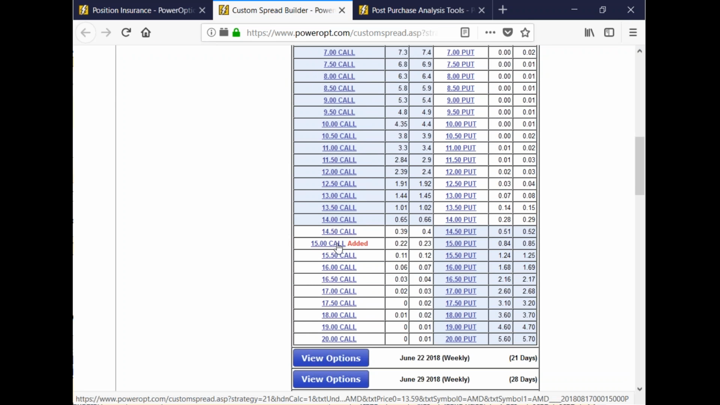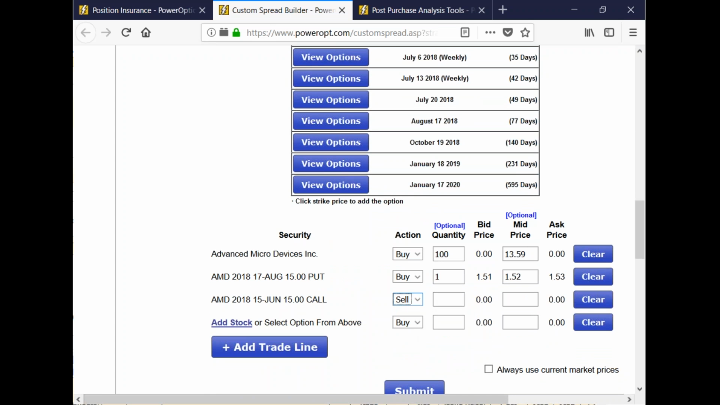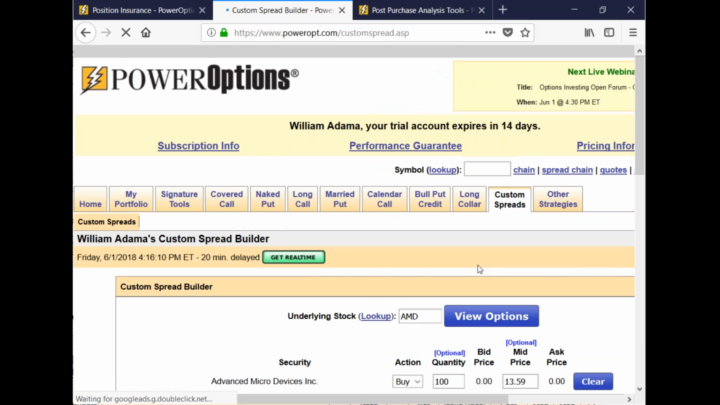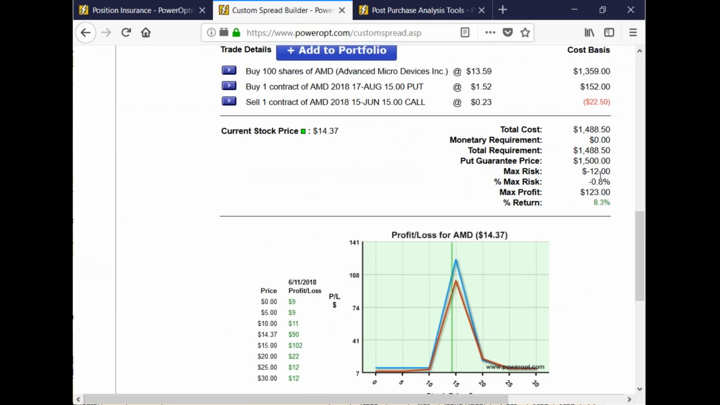The 15 call is 22 cents. Okay, now I'm going to go ahead and sell that one contract. And now we have a no-risk trade where you can't lose. Still make 8.3% if the stock's trading at around 15 at June expiration, 15 days away.